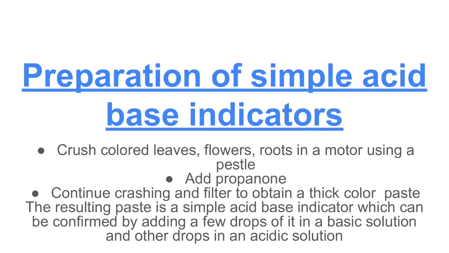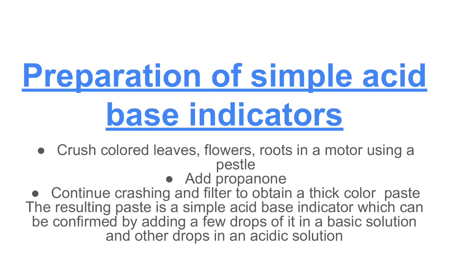Let us now look at the preparation of simple acid-base indicators. How can we prepare these acid-base indicators in the laboratory? Step number 1, crush colored leaves or flowers or roots in a mortar using a pestle. When you decide to use leaves, you use leaves of the same plant and of the same color. If you decide to use flowers, use flowers of the same plant and the same color, and for roots, also make sure they are of the same plant and the same color.